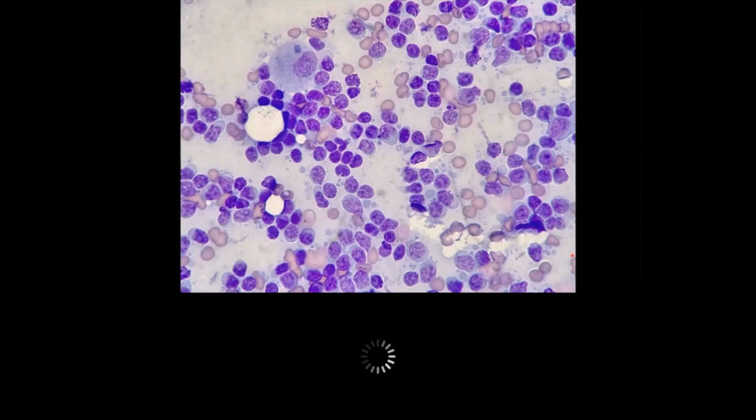However, they don't always look like this. There can be polymorphism within the sample, even with tingible body macrophages within the background. So ideally, flow cytometry or histology is recommended in these cases.